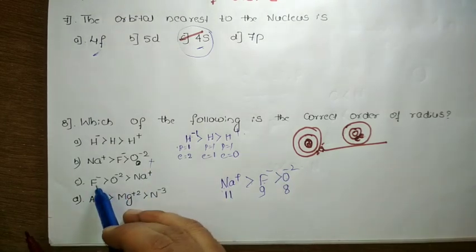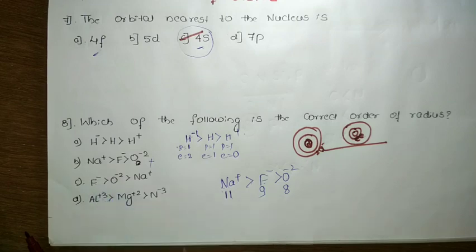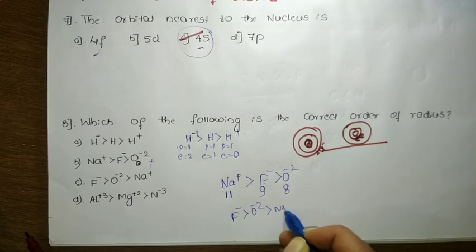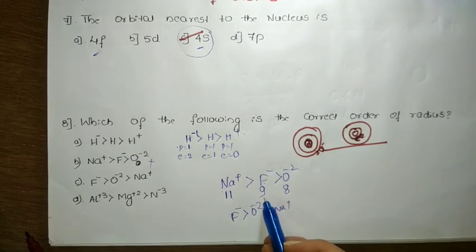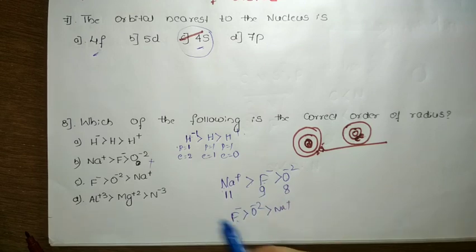Similarly, come to the next value, the same as they have arranged. According to them, fluoride has the most size, followed by O2 minus, followed by Na plus. So again, oxygen should come first according to their concept. Even this will not come.